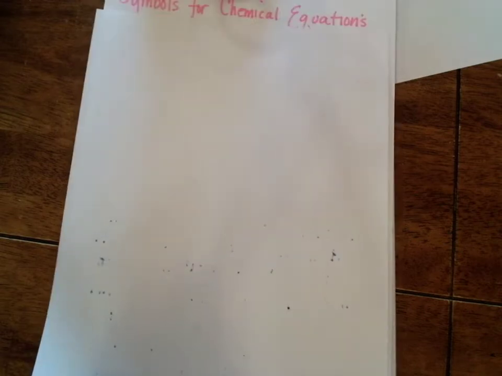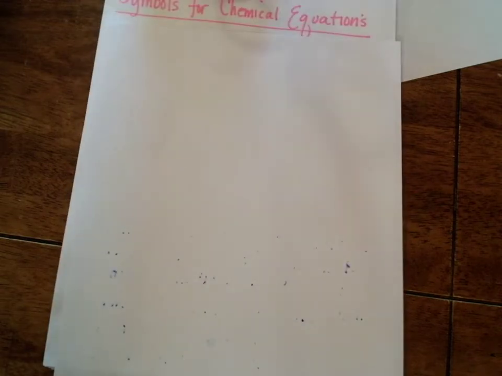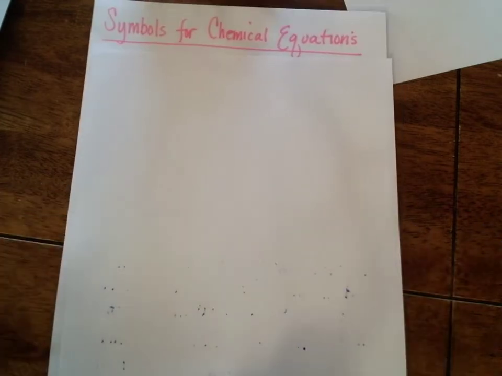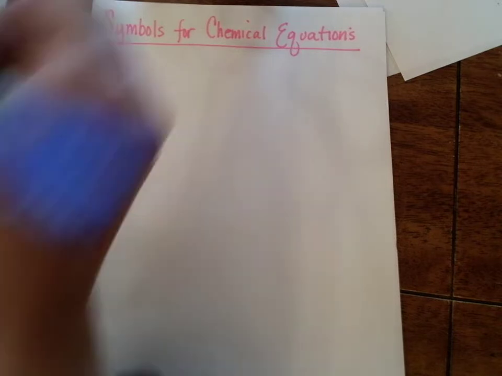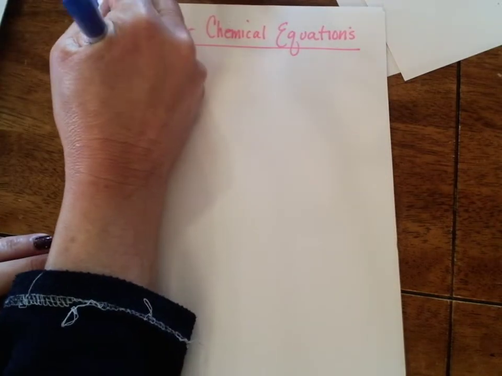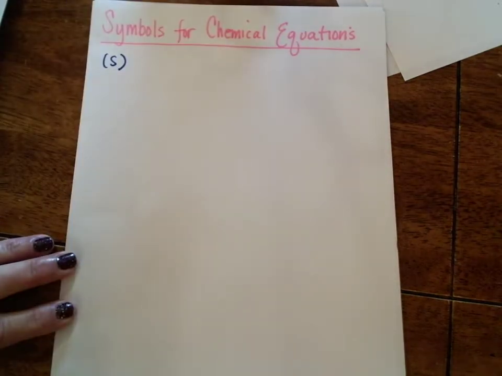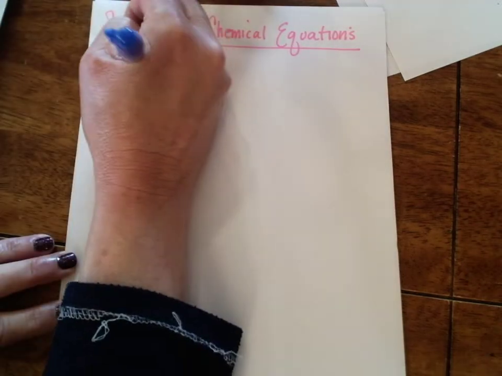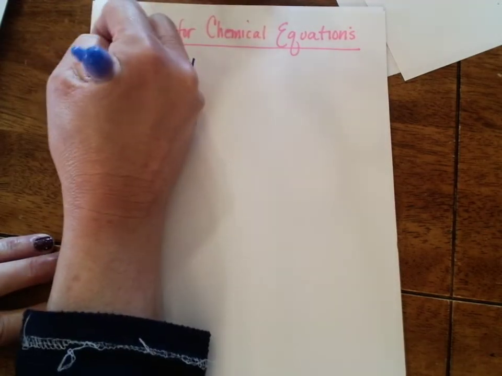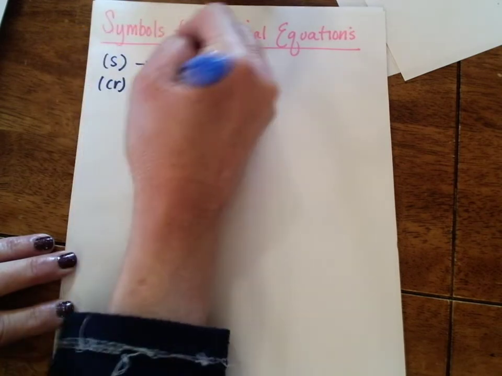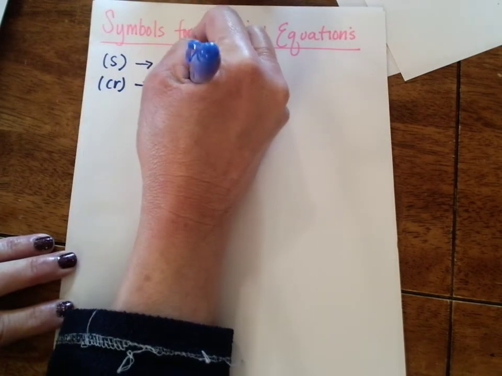Of course, if we're going to do this, we have to think a little bit about some of the symbols that you're going to have to know for chemical equations. And you guys already know some of these. So I'm just going to go through the list of those that you should know. We've used this before in parentheses: solid. So that tells me something is a solid. If you happen to see Cr in parentheses, that tells me it's crystalline.